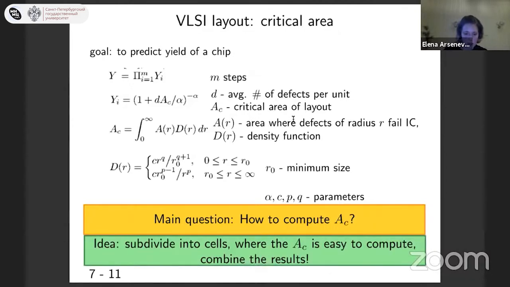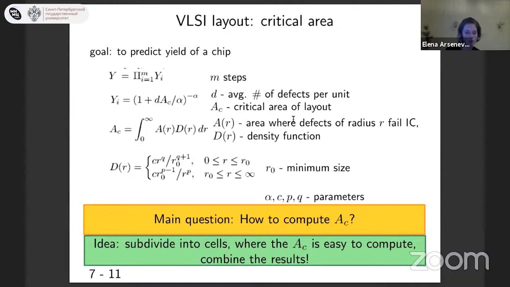And here's another idea on how to actually compute it exactly. You probably want to subdivide the interior of your layout into cells, so that in each cell this A_C is very easy to compute, and then you just combine the results. So probably now you notice the similarity to my post office problem. It's the same thing.